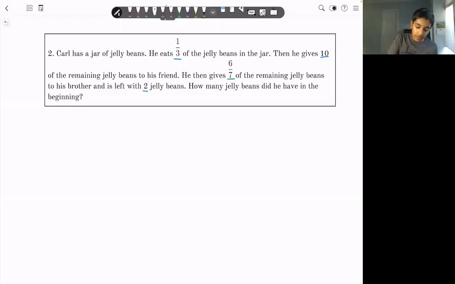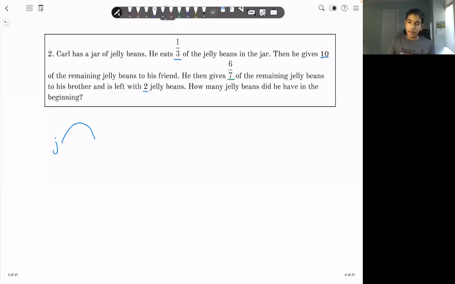So let's call the number of jelly beans he has in the beginning J. He eats 1/3 of them. Just like earlier, we had a very similar problem last class. We could write an equation and solve it, but let's go backwards instead. If he eats 1/3 of them, he's left with 2/3 of them, so we're multiplying by 2/3 here. And then after that, we subtract 10 because he gives 10 of the remaining jelly beans to his friend. And after that, he gives 6/7 of the remaining jelly beans to his brother, or multiplies by 1/7. And then he's left with 2.